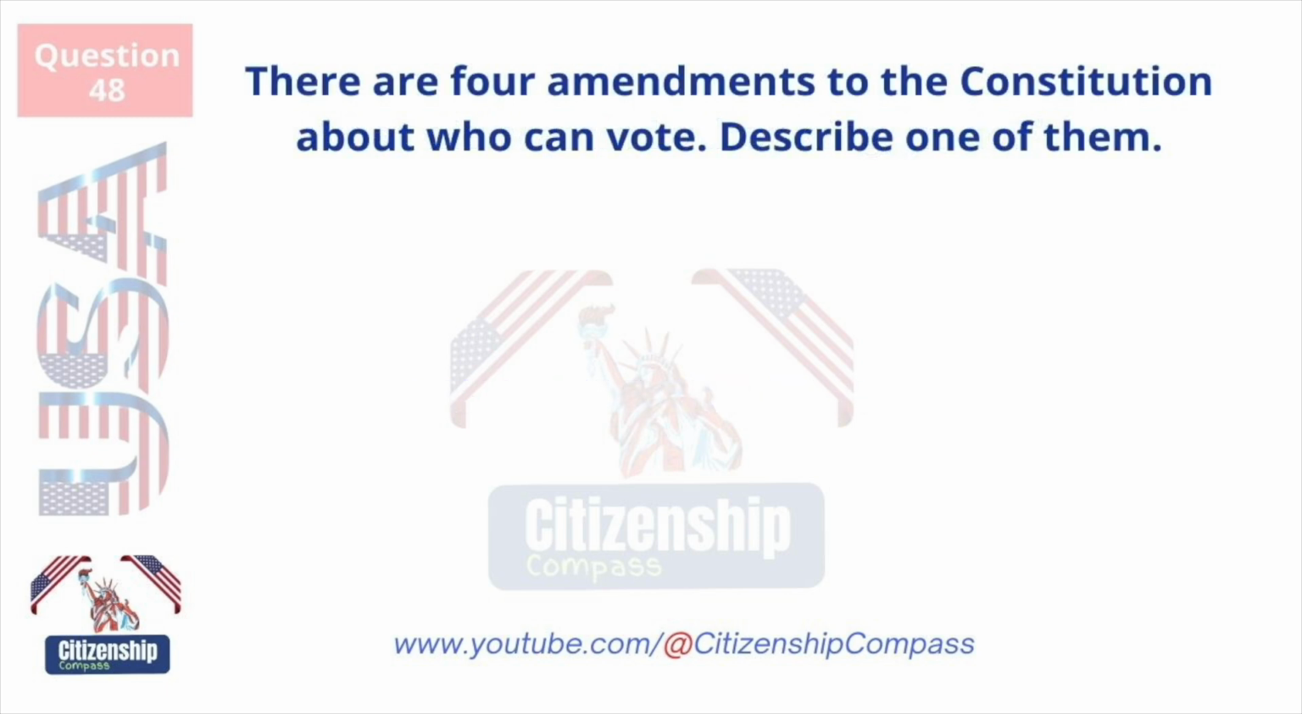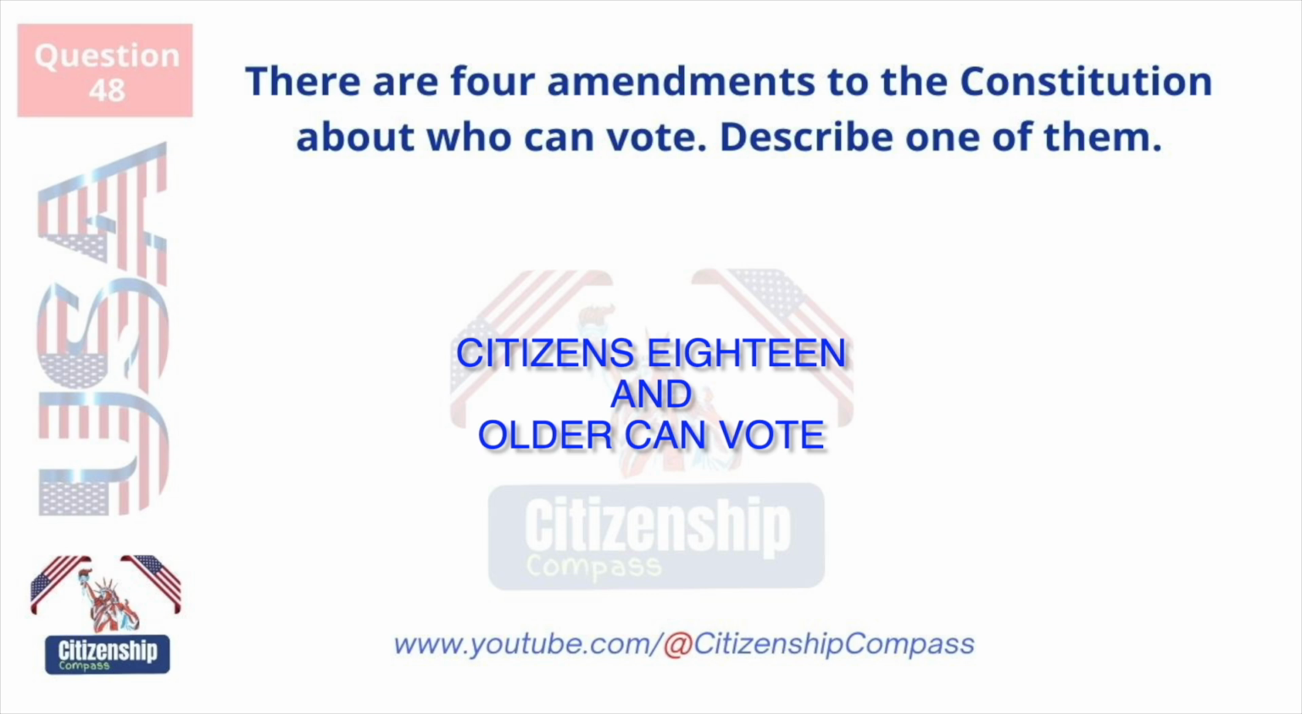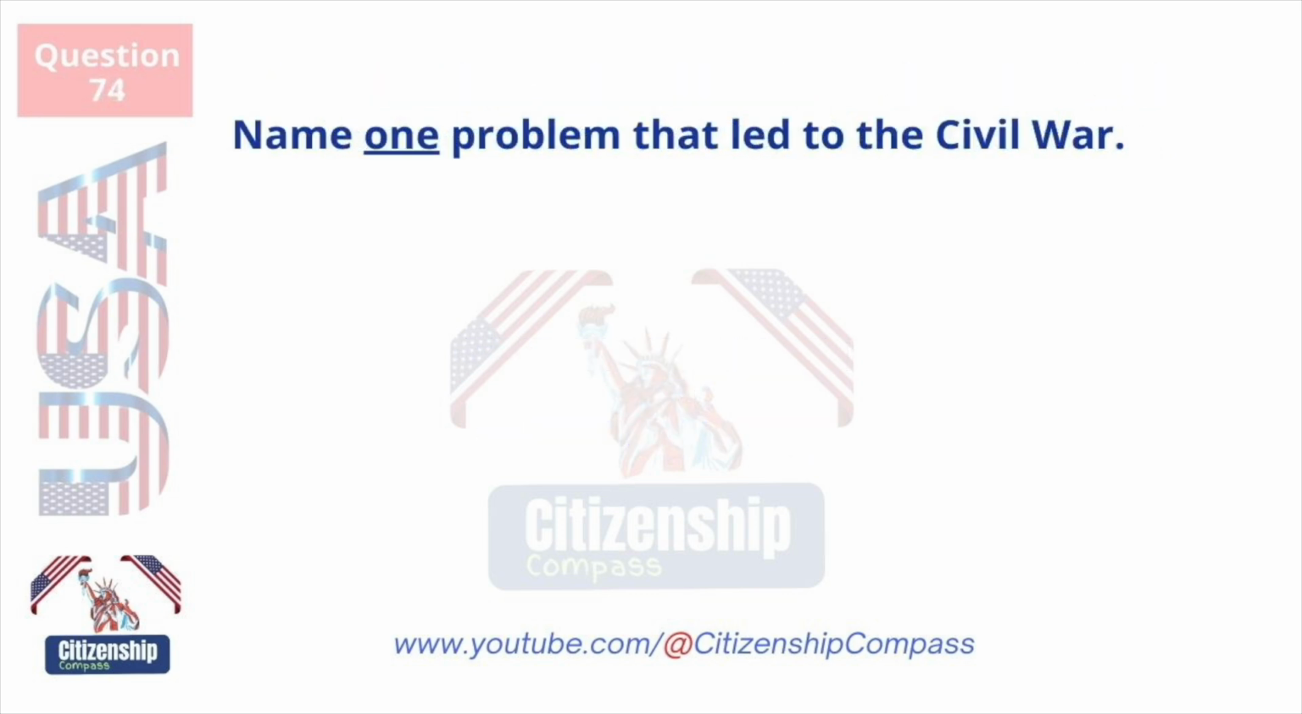There are four amendments to the Constitution about who can vote. Describe one of them. Citizens 18 and older can vote. Name one problem that led to the Civil War. Slavery.